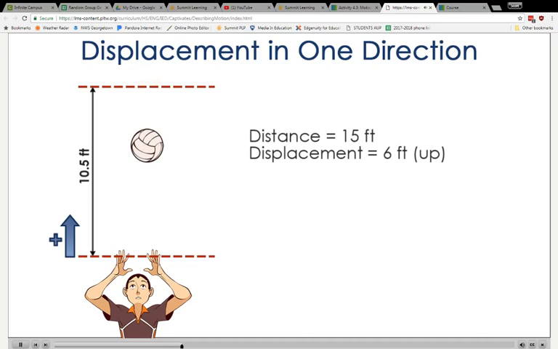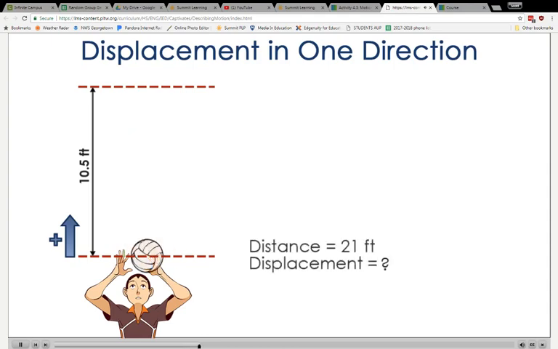Now the distance the ball has traveled is the 10.5 feet to the top of the path, plus the 4.5 feet down, a total of 15 feet. However, the displacement is only 6 feet, since the distance between the starting position and the current position is 6 feet. The direction is still positive, up, since the ball is above the starting position.